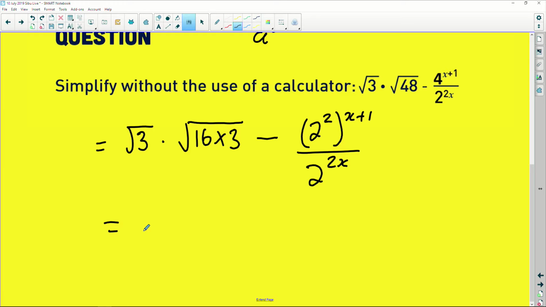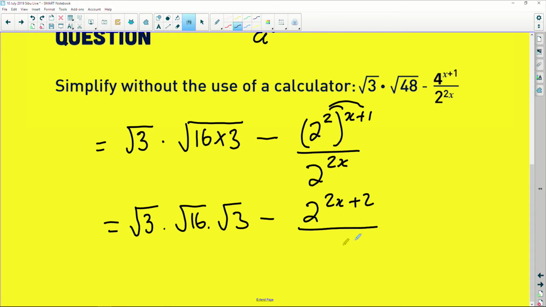And then applying that law of surds that I spoke about, square root of 16 times square root of 3, these are two numbers under the square root sign. So I can simplify this and write it as the square root of 3 multiplied by the square root of 16 times the square root of 3, minus. Now, when you are dealing with an exponent raised to another exponent, a power raised to an exponent, you just simply have to multiply those exponents. You'll have 2 to the power of 2x plus 2 divided by 2 to the power of 2x.